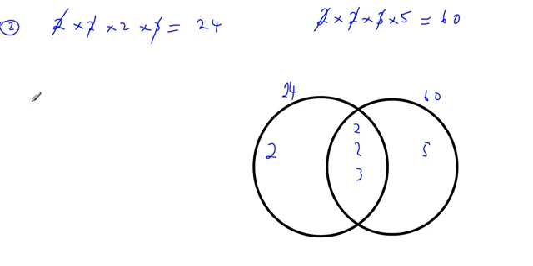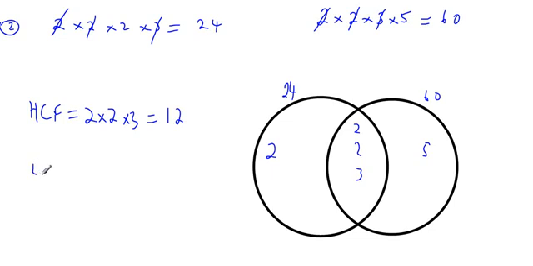And the highest common factor is found by multiplying those numbers together. So you do 2 times 2 times 3. 2 times 2 is 4, 4 times 3 is 12. So the highest common factor of 24 and 60 is 12.